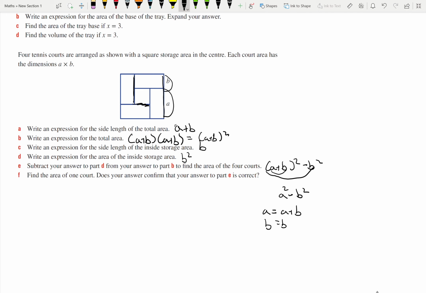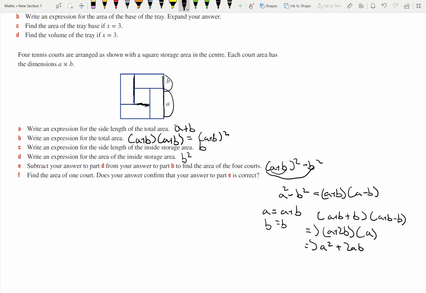And we know that a squared minus b squared equals (a plus b) times (a minus b). So if a equals a plus b, then we just have a plus b plus b, and then a plus b minus b. That amounts to a plus 2b multiplied by a. We could evaluate that a bit more, which essentially just equals a squared plus 2ab. So there's your answer.